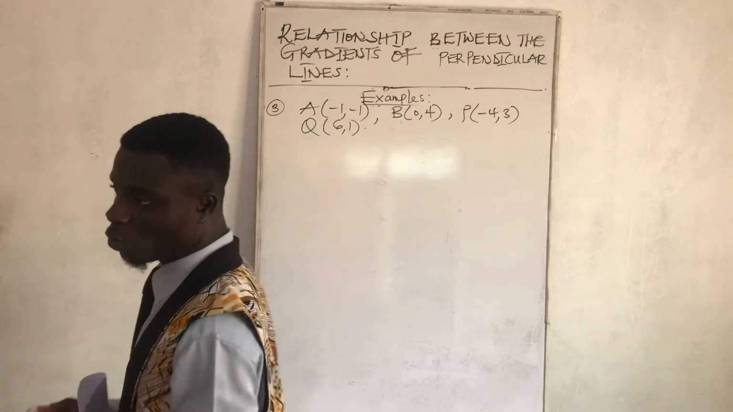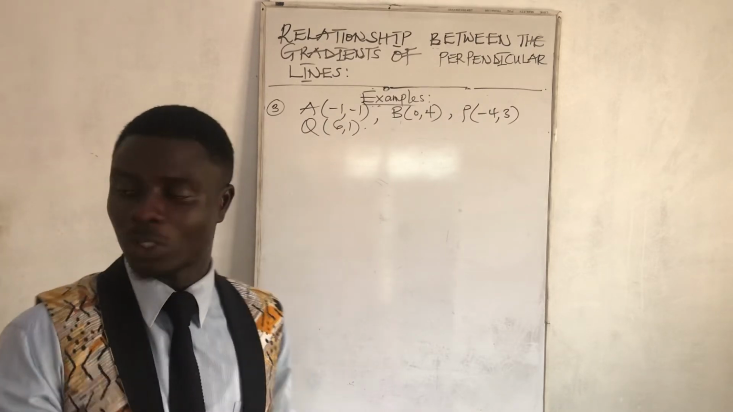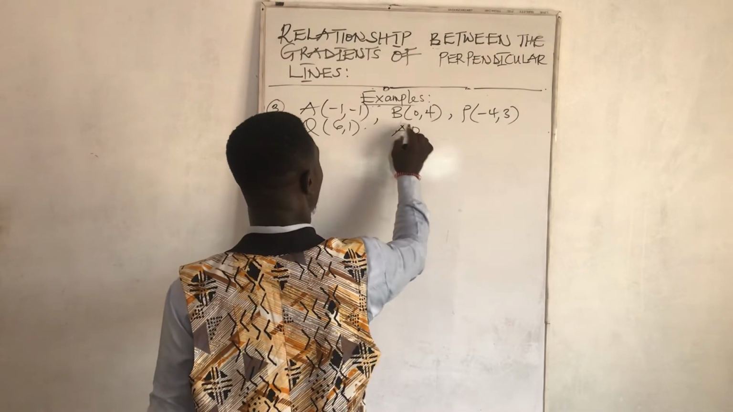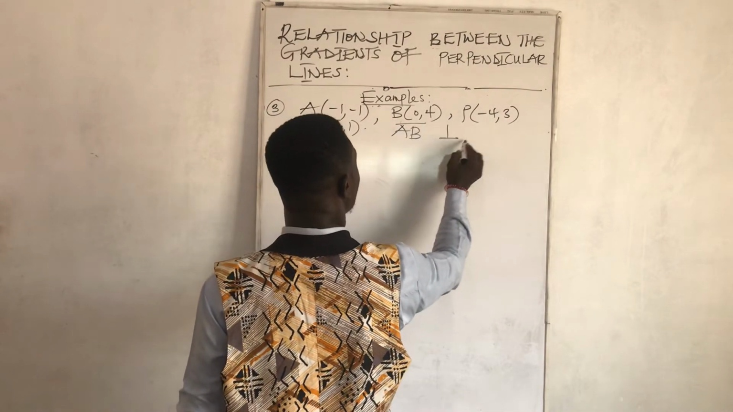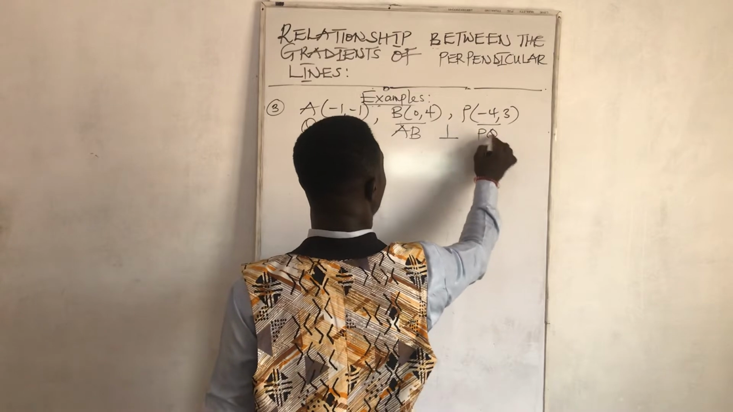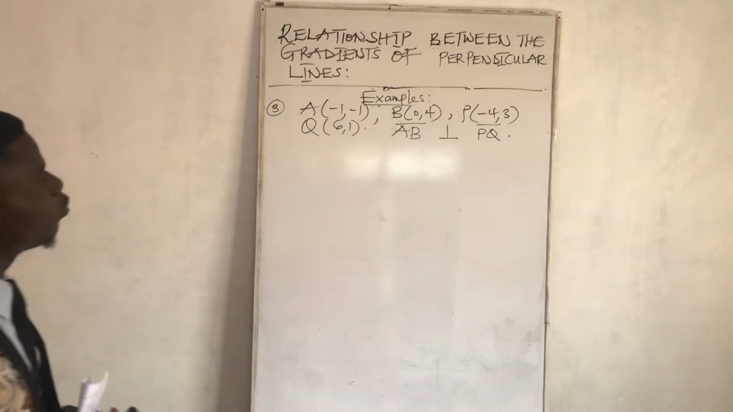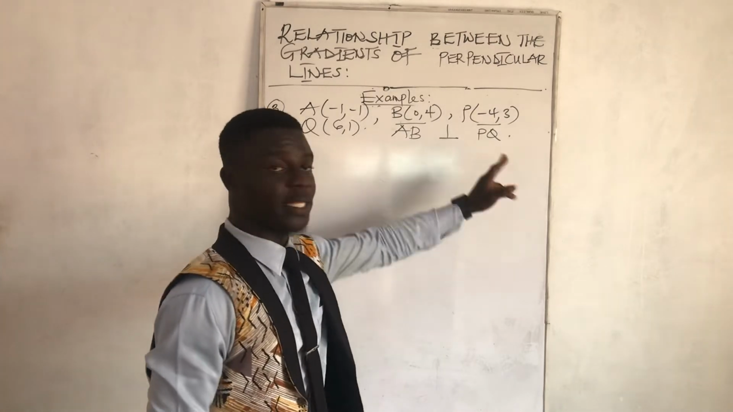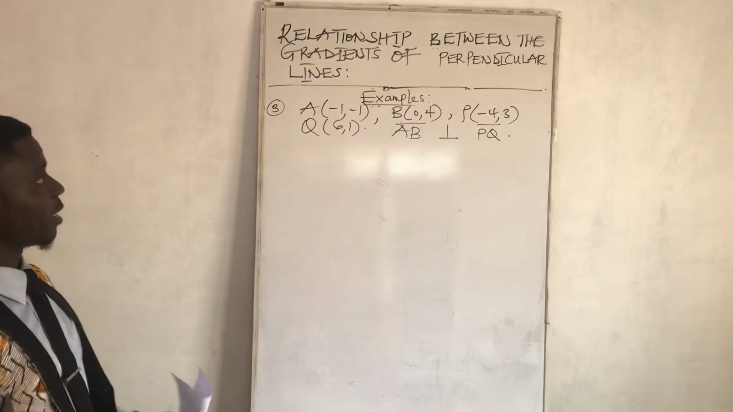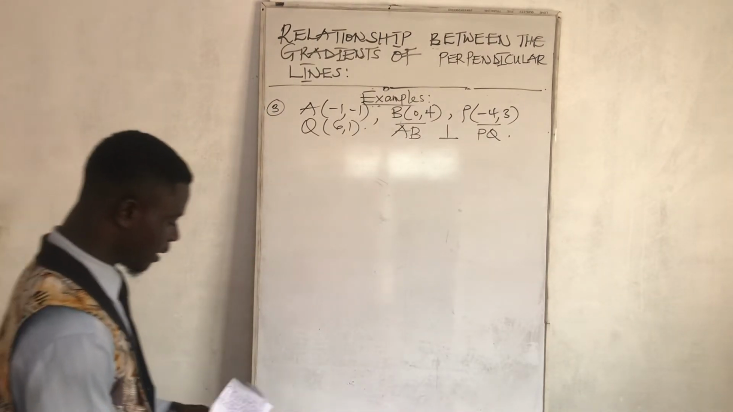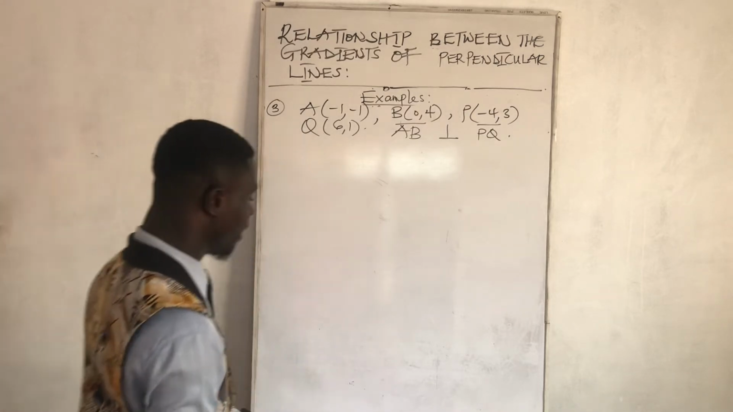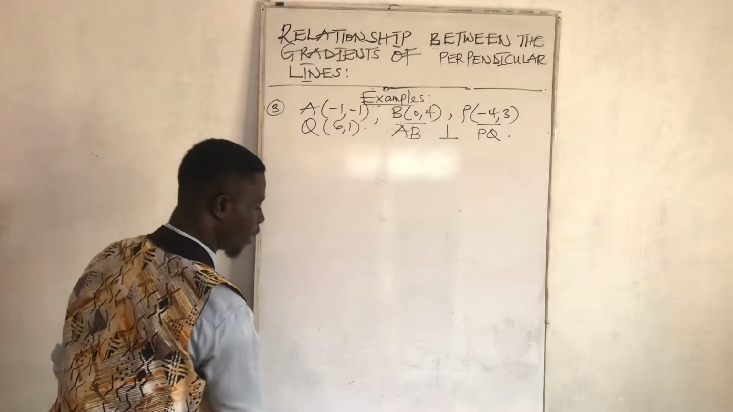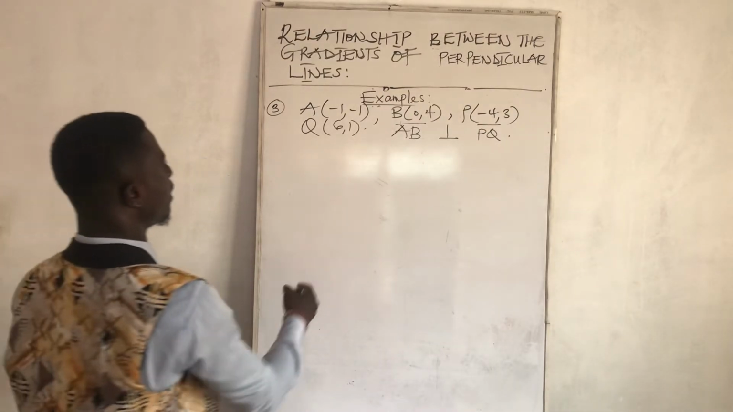So they said we should determine whether or not AB is perpendicular to PQ. Determine whether or not line AB is perpendicular to line PQ. So how can we determine whether or not line AB is perpendicular to line PQ? So now let's start.